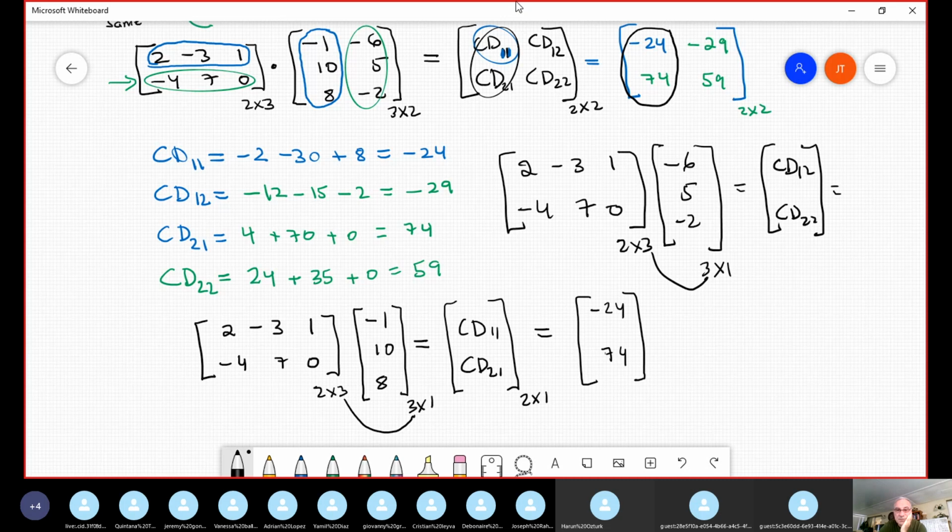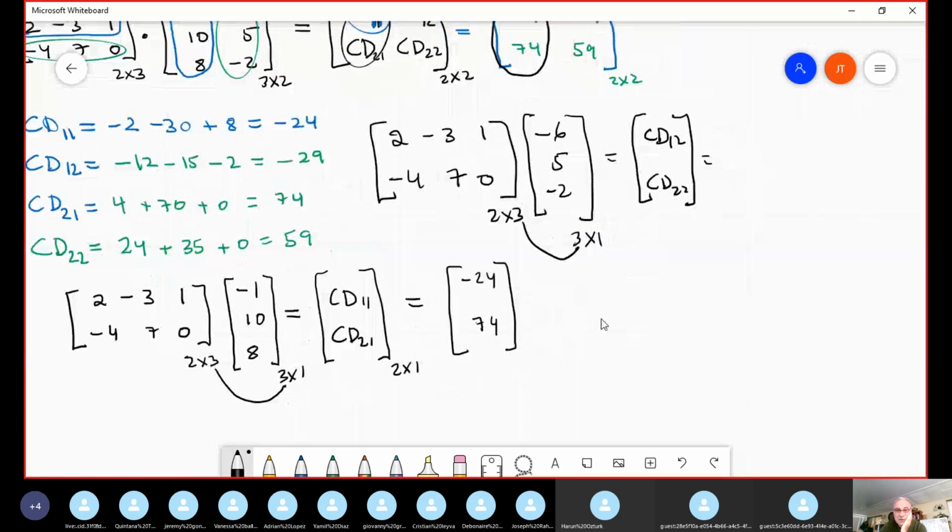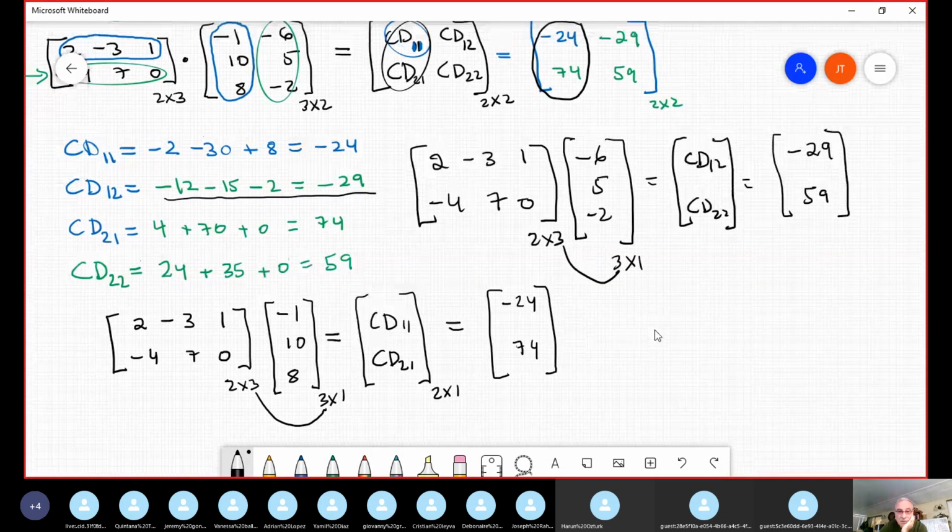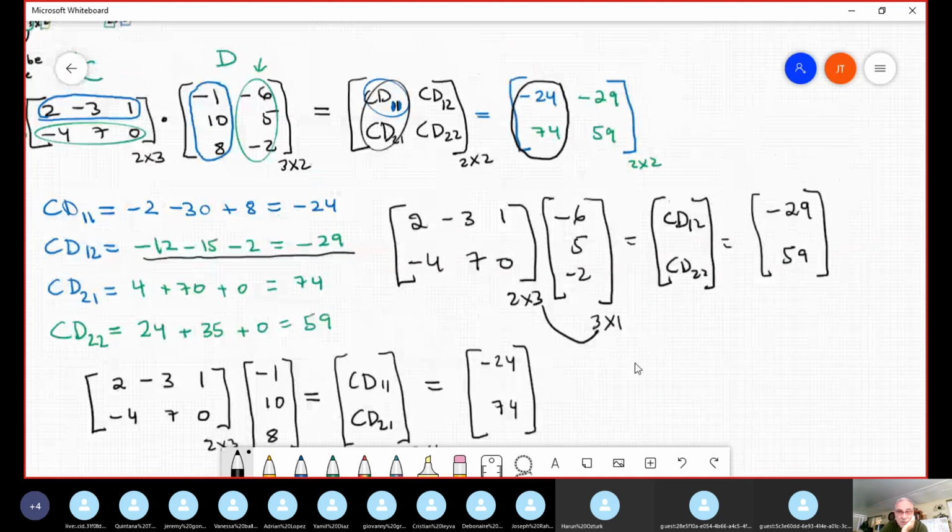When you are doing this operation, it is negative 12, negative 15, and negative 2, exactly like that. So, negative 29. And the other is negative 4, which is 24, 35, and 0. The answer is 59. It's exactly the same. This idea, we can do partitions, not necessarily element by element.